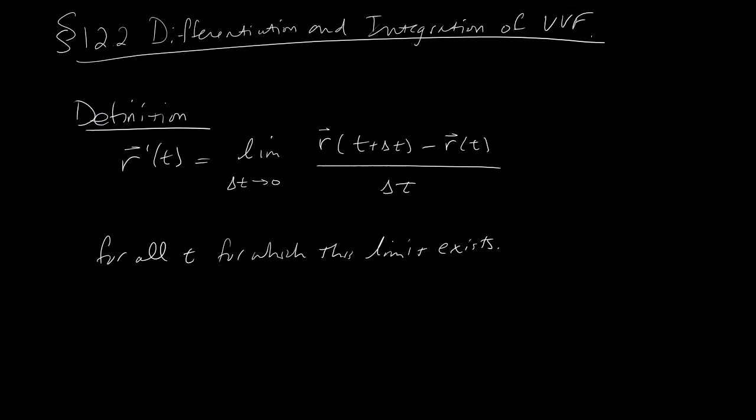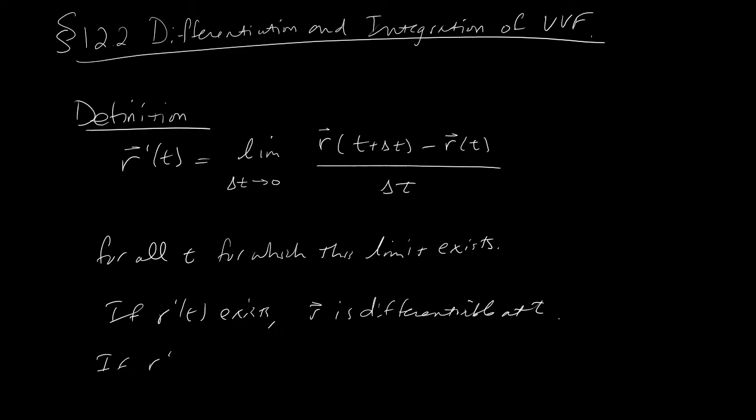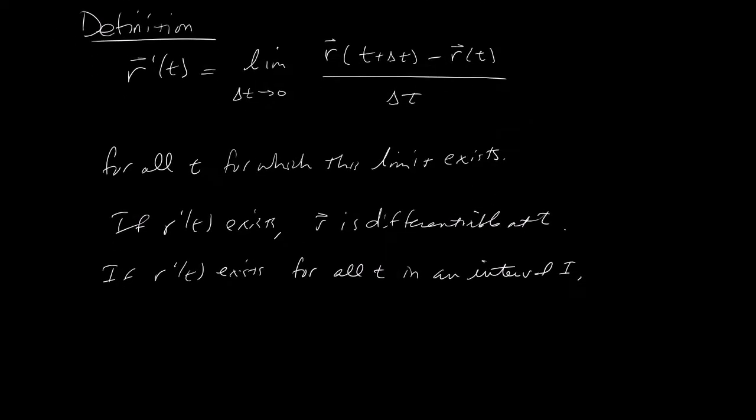So if r prime of t exists, then r is differentiable at t. And if r prime of t exists for every t in an interval, call it I, then it's differentiable on the interval.